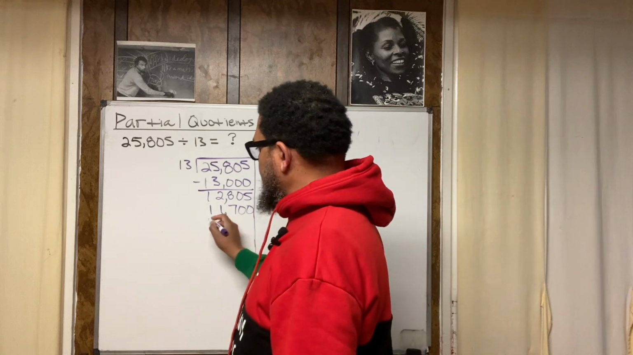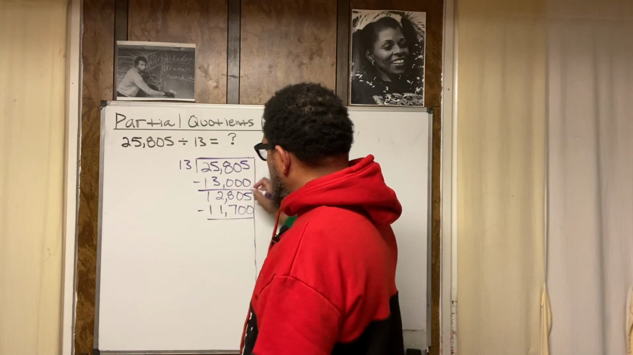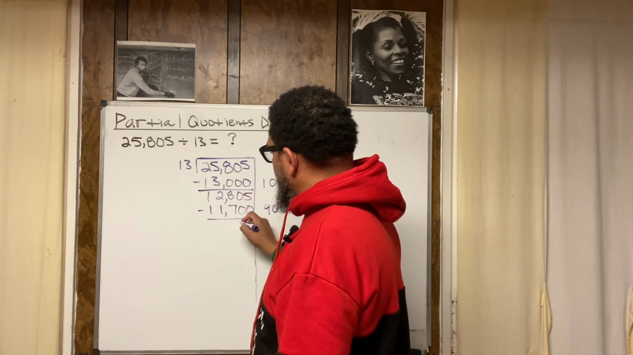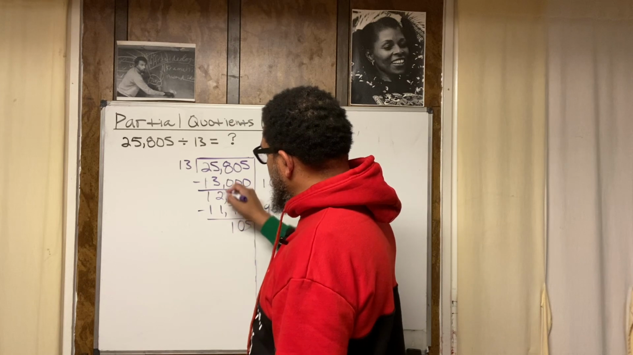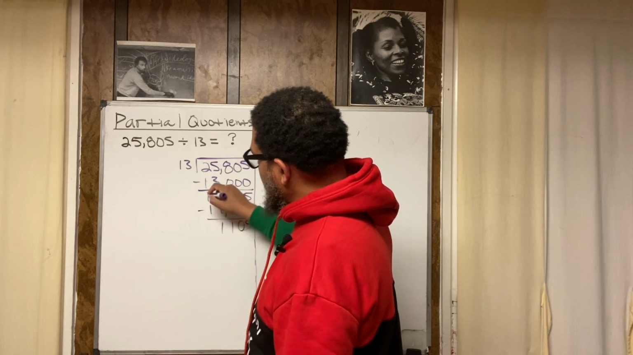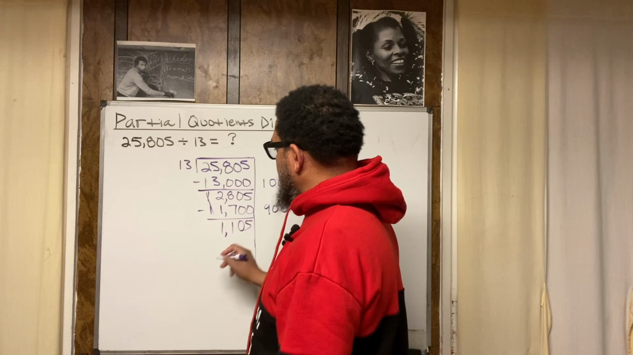So now let's do my subtraction. Draw your line, subtract. 5 minus 0 is 5. 0 minus 0 is 0. 8 minus 7 is 1. 2 minus 1 is 1. 1 minus 1 is nothing. So I'm left with 1,105.